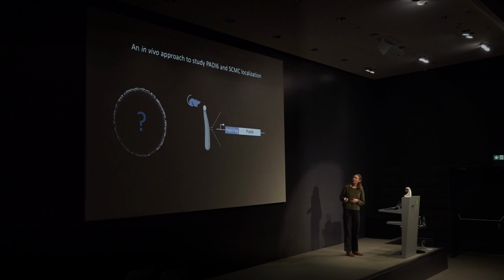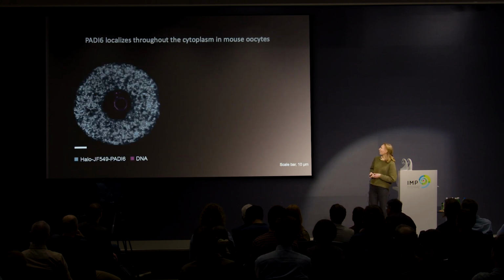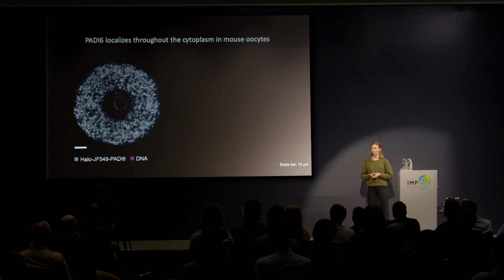So to circumvent the use of antibodies, we made a knock-in mouse line in which we inserted a HaloTag sequence into the endogenous locus of PADI6, one of the proteins important for cytoplasmic lattice formation. And HaloTag can be made fluorescent by incubating the cells with a fluorescent ligand of the HaloTag protein. For the purpose of this talk, I will talk about PADI6, but what we found for PADI6 also held true for the SCMC proteins.